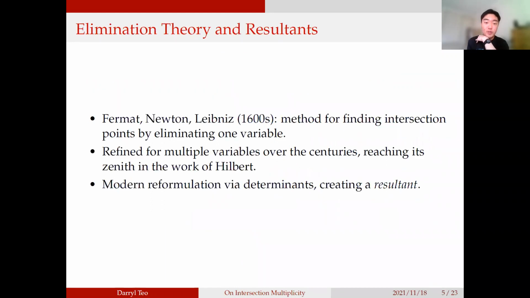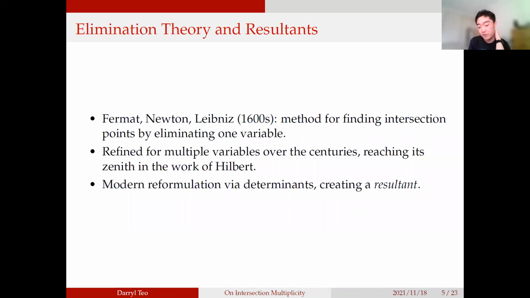Classically, the way to approach this problem is by taking a concrete function, which you define to be the intersection multiplicity, and basically studying its properties. And there are 3 distinct ways to define this function. The first is the resultant method, which draws upon the elimination theory developed by Fermat, Newton, and Leibniz in the 1600s, which was a method for finding intersection points of curves by eliminating one variable.